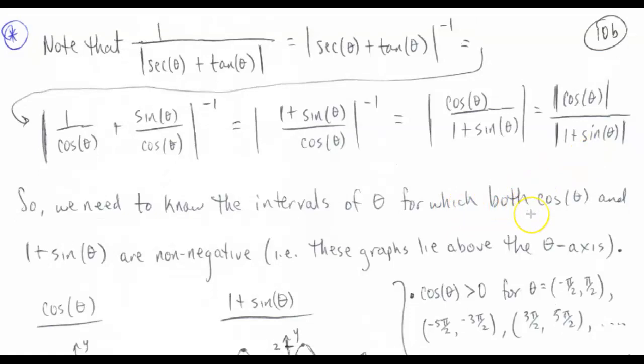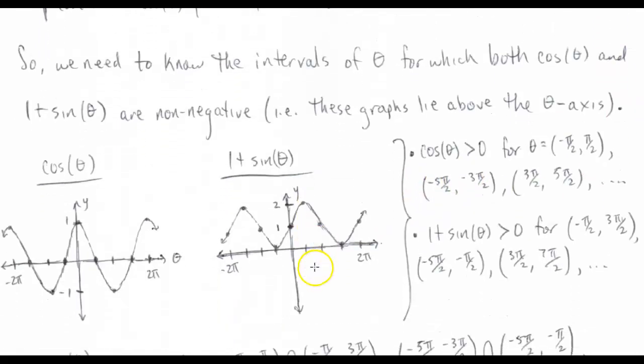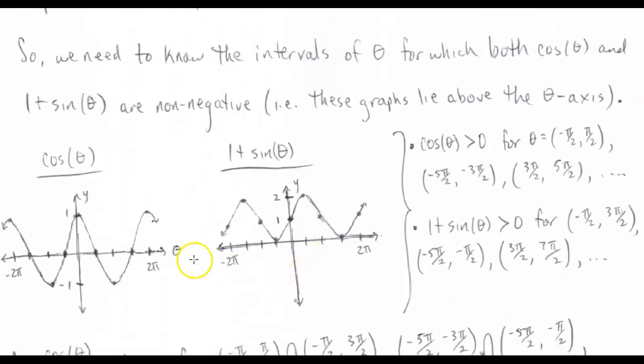And in seeing this, the approach that I took when I first thought about it was, well, let's just look at a graph of cosine theta and a graph of 1 plus sine theta, and find an interval or two where both of those functions would be above the theta axis, okay? And if you look here, I've done exactly that.